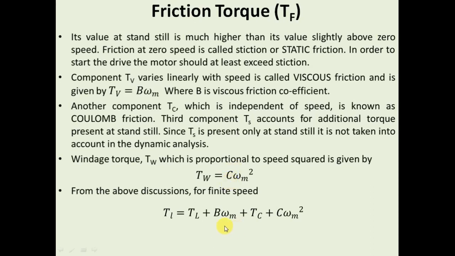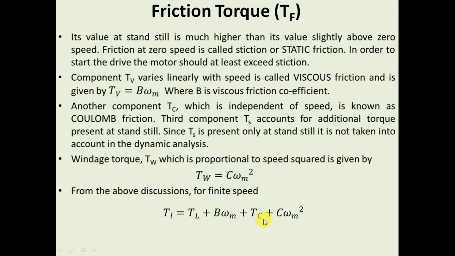Now, considering a steady state operation of a drive, in such a system, the relation for load torque can be given as T suffix small l is equal to T suffix capital L. This is actually indicating the torque required to do the useful mechanical work. This portion is representing the viscous component of friction. This one is Coulomb component of friction, and this is actually the windage torque. We haven't represented here the stiction component or the stiction friction.